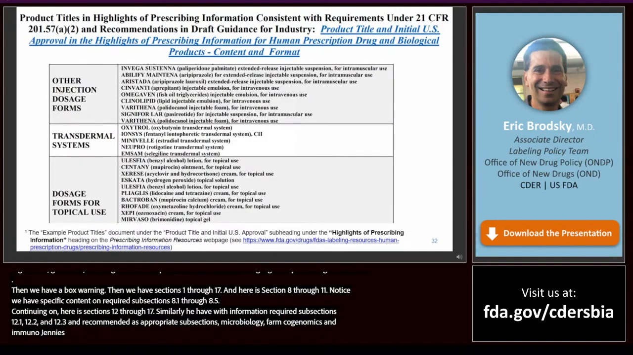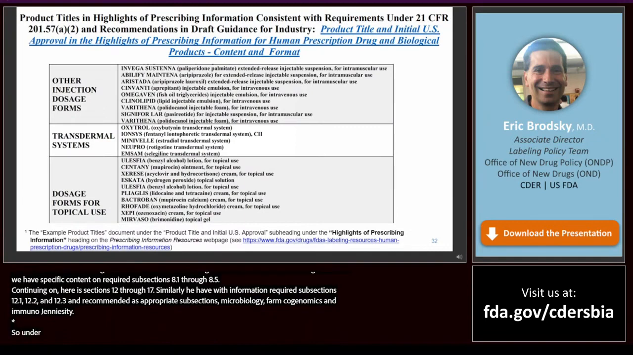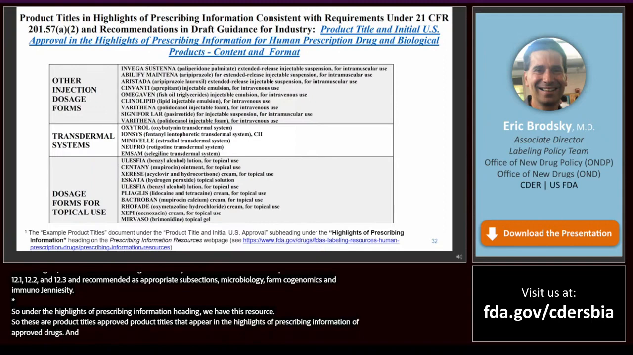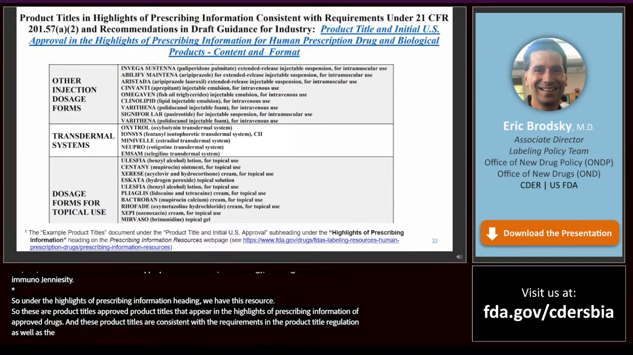So under the highlights of prescribing information heading, we have this resource. These are approved product titles that appear in the highlights of prescribing information of approved drugs. And these product titles are consistent with the requirements in the product title regulation, as well as the recommendations in the draft product title and initial U.S. approval guidance.